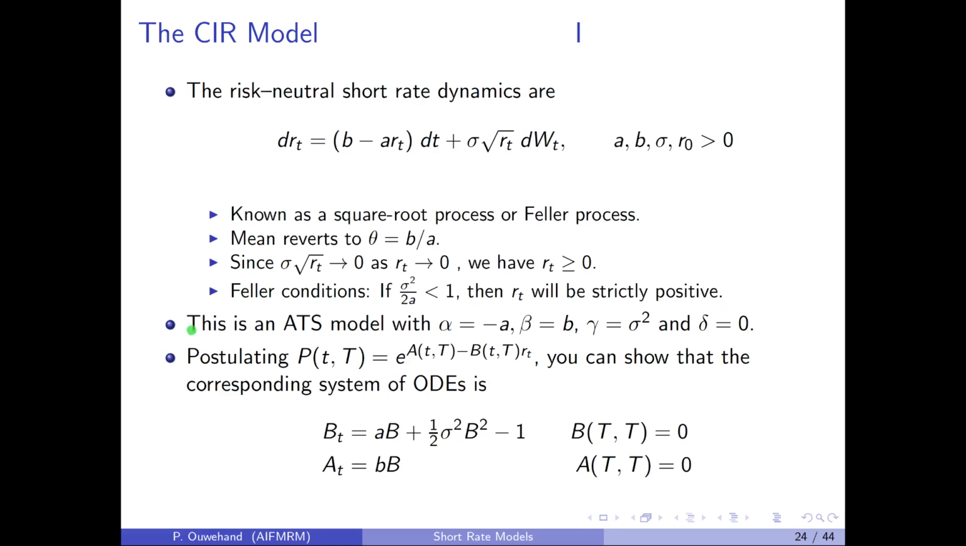Now the CIR model is an affine term structure model where alpha is equal to minus a, beta is equal to b, gamma is equal to sigma squared, and delta is equal to 0. If you then put this into the affine form for bond prices, you can show that the corresponding system of ordinary differential equations is given as follows. Here is the differential equation for B with its terminal condition, and the differential equation for A with its terminal condition. Now the equation for B, a so-called Riccati equation, is a bit difficult to solve, and I will leave it as an exercise because of the presence of this B squared term over here.